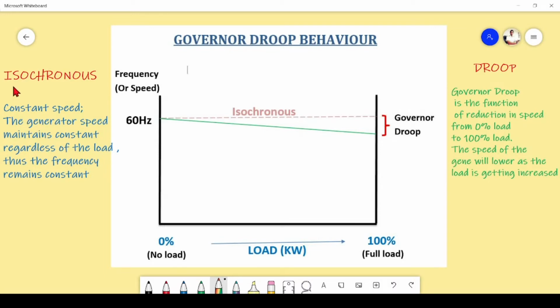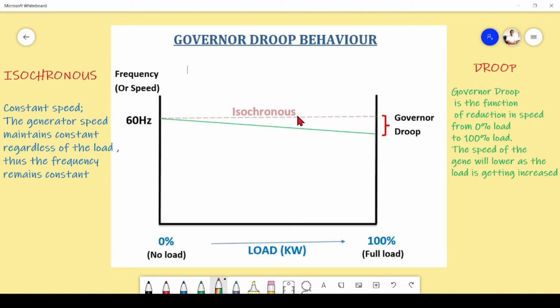Isochronous is a Greek word. Its meaning is constant speed. In this case it relates to the governor in a generator. The generator speed remains constant regardless of the load, thus the frequency remains constant. So isochronous means whether the load is 0 or 100, the frequency or the speed of the generator is constant. You can see at 0%, idle, it is 60 Hz, and at 100% also 60 Hz. That is isochronous.